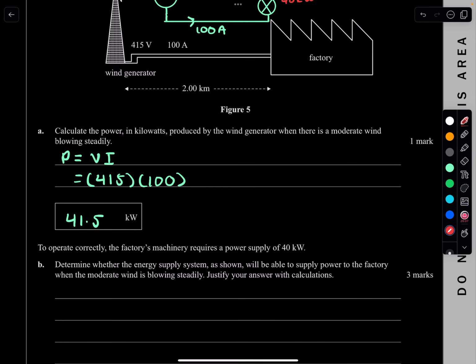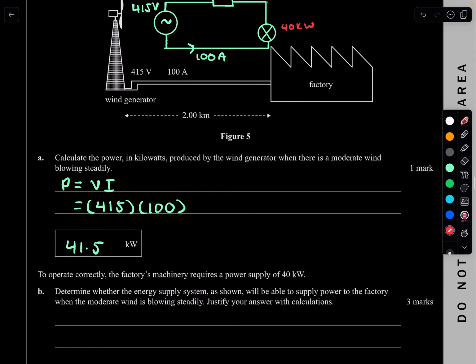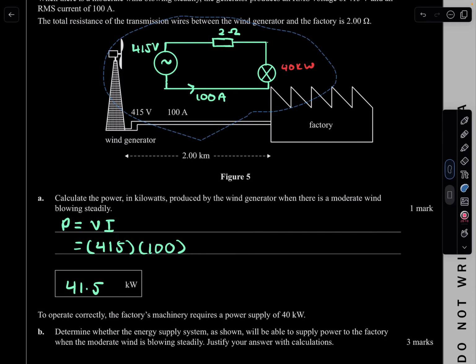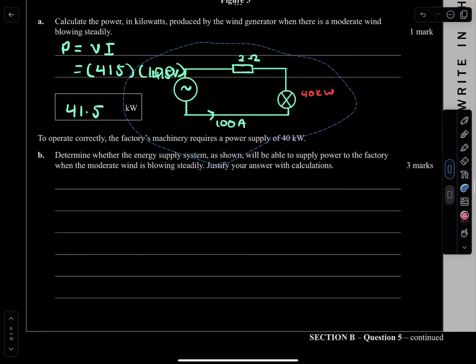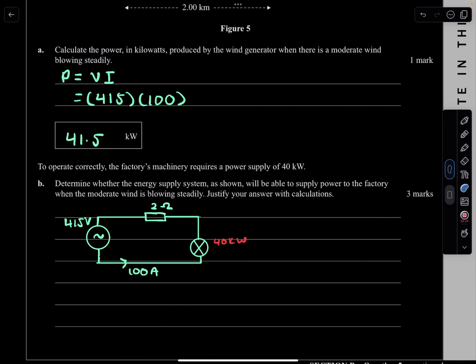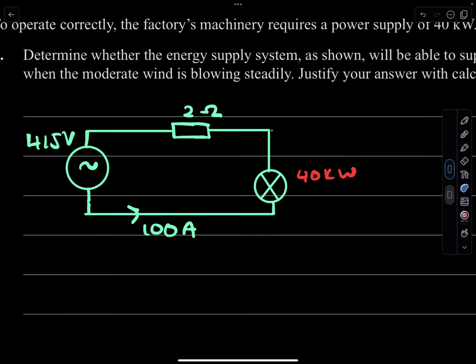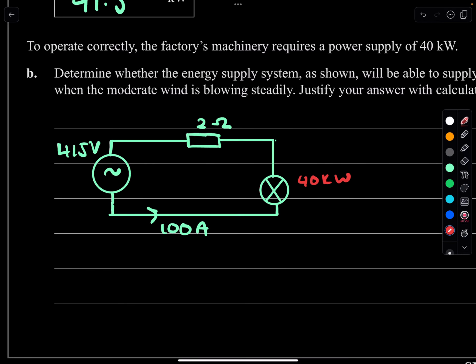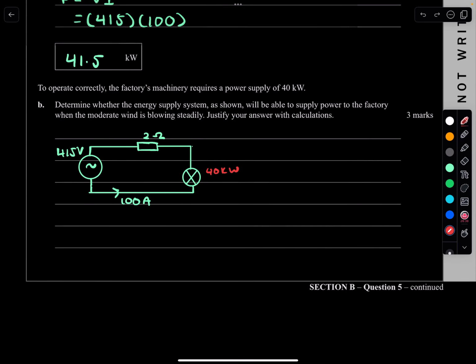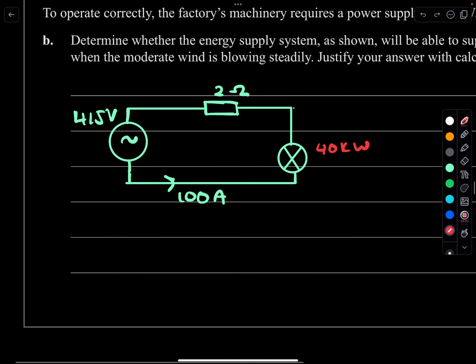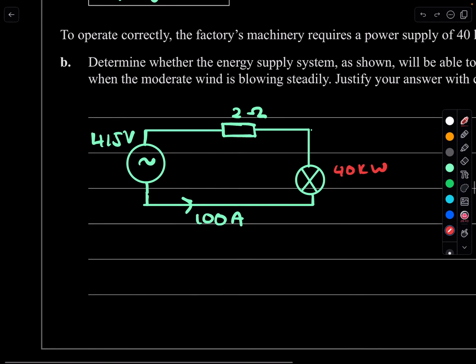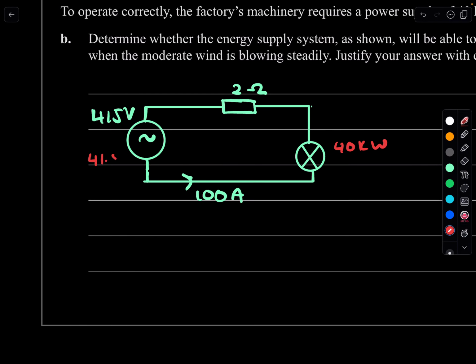Determine whether the energy supply system as shown will be able to supply the power to the factory when the moderate wind is blowing steadily. Justify your answer with calculations. Let's have a look at this in detail. Of course, we're going to have power loss in this resistor, the transmission lines. First, how much power are we producing from the wind generator? We said 41.5 kilowatts.